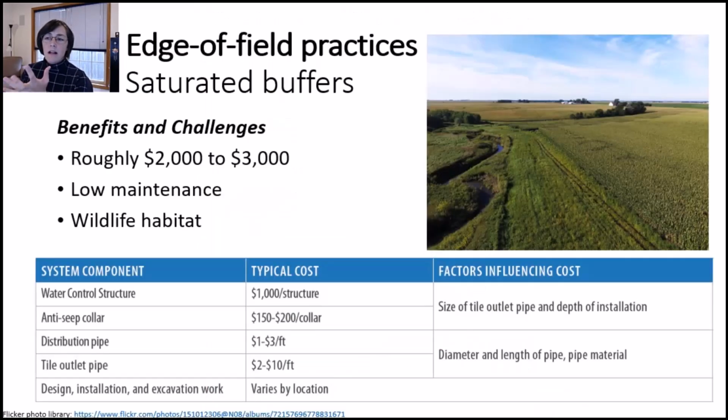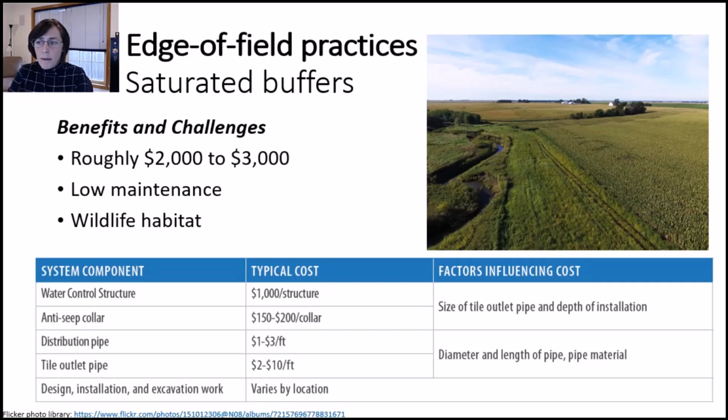We'll wrap up with some of the challenges and benefits. Saturated buffers are a relatively low cost practice, in my opinion, generally running about $2,000 to $3,000, maybe $3,500, but obviously that varies with the length of the saturated buffer and accordingly with the drainage area that you're trying to treat. There aren't very many parts.